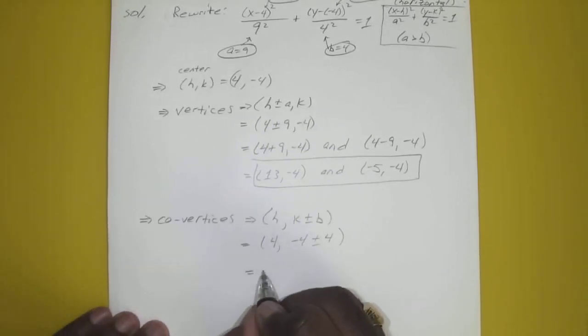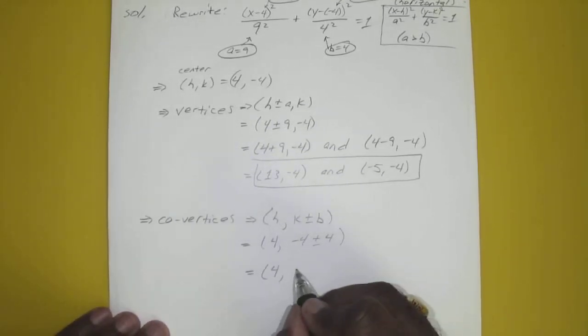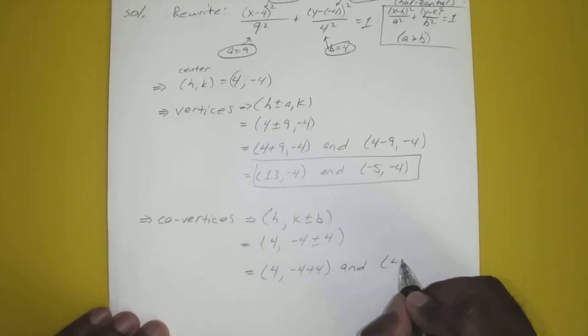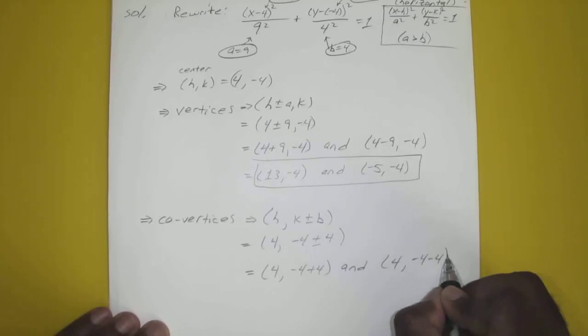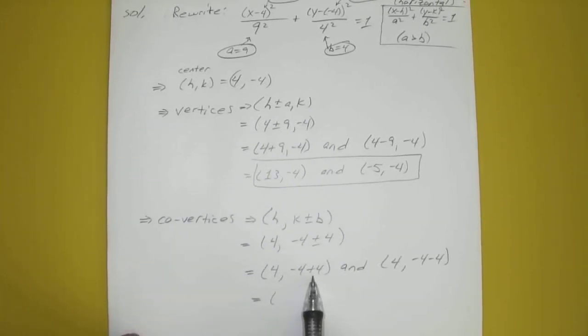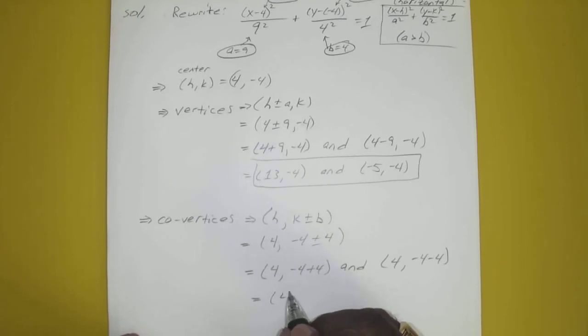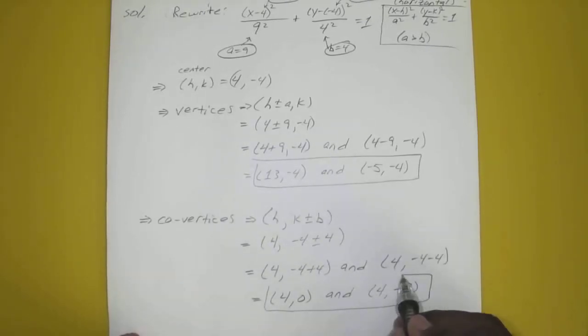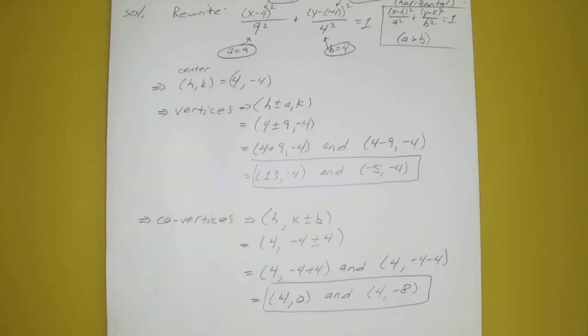Okay, so that's going to equal the points if we stretch that out. 4, negative 4 plus 4. And the point 4, negative 4 minus 4. Okay, which gives us our co-vertices of 4, and negative 4 plus 4 is 0, so we have the point 4, 0. And we have 4, negative 4 minus 4 is negative 8, so 4, negative 8. Okay, so those are our co-vertices.